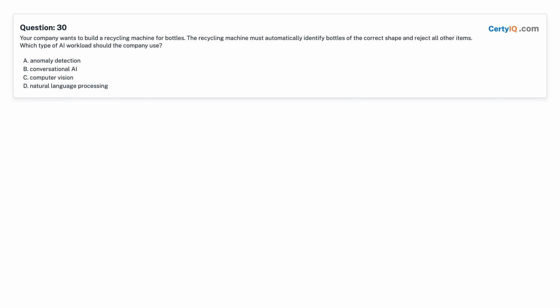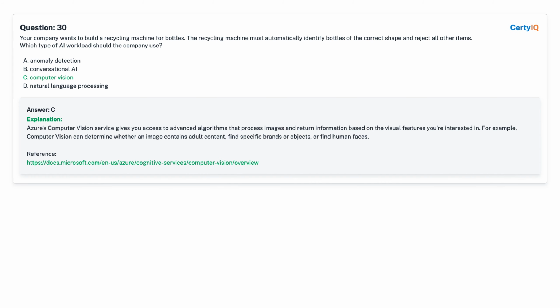Question 30. Your company wants to build a recycling machine for bottles. The recycling machine must automatically identify bottles of the correct shape and reject all other items. Which type of workload should the company use? A. Anomaly detection. B. Conversational AI. C. Computer vision. D. Natural language processing. Answer is C. Computer vision.